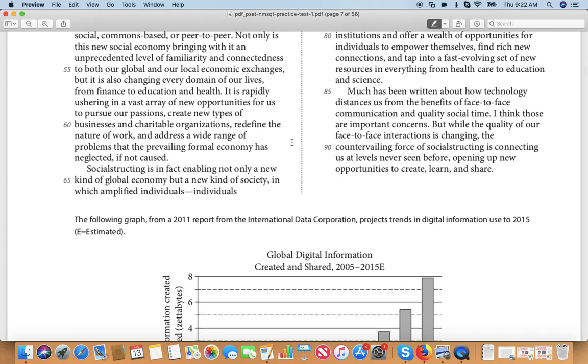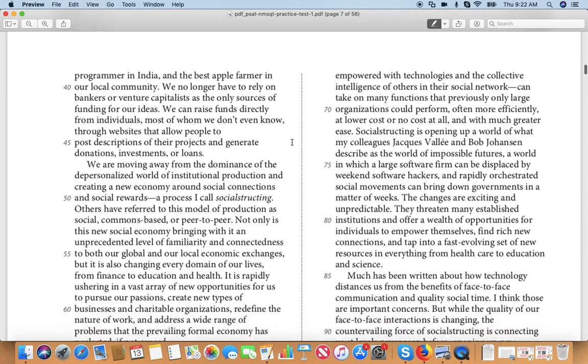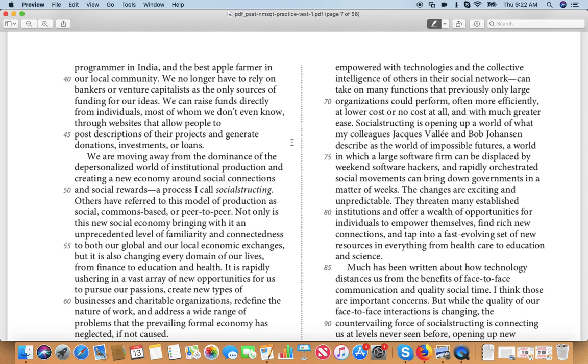Okay, let's keep going from line 64. Structuring is in fact enabling not only a new kind of global economy, but a new kind of society in which amplified individuals, empowered technologies, and the collective intelligence of others can take on many functions that previously only large organizations could perform efficiently, at lower cost or no cost at all, and with much greater ease.